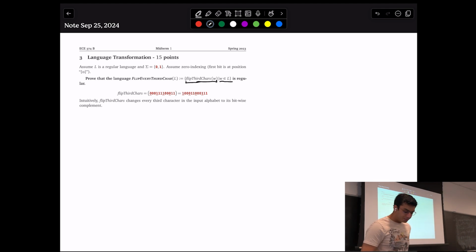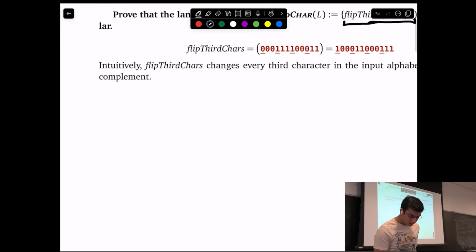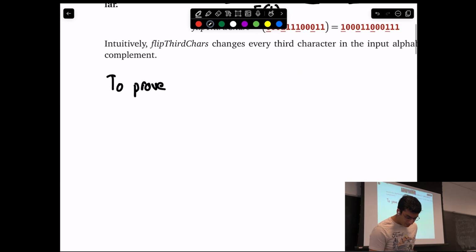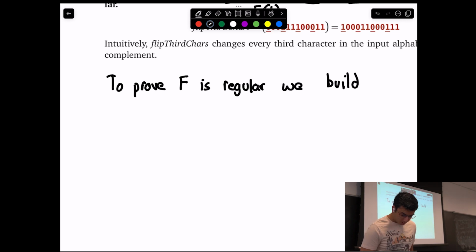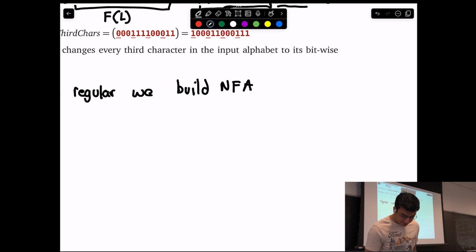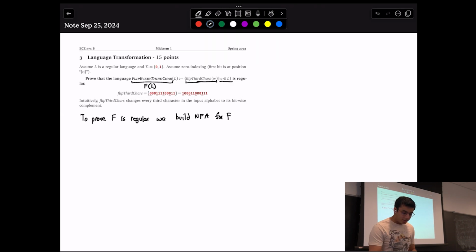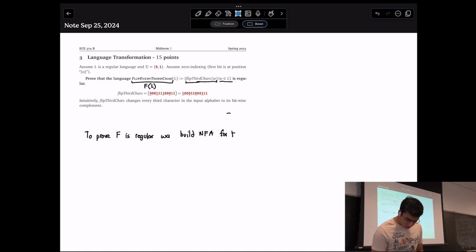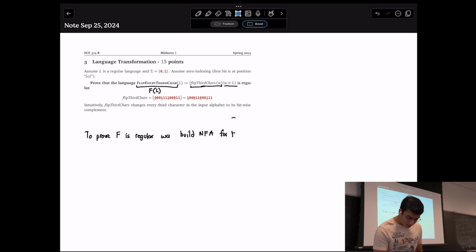So to prove, I'm going to call this just F of L, like your grade on the exam. To prove F is regular, we build an NFA for F. But before we do that, let's understand the language. I always recommend just drawing out some examples. So let's draw out some examples.